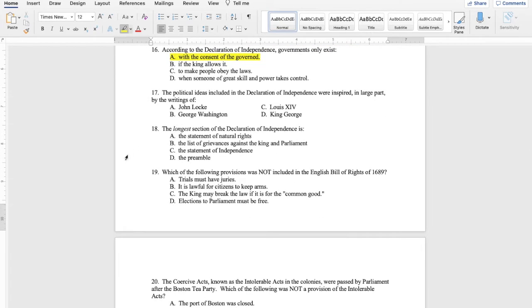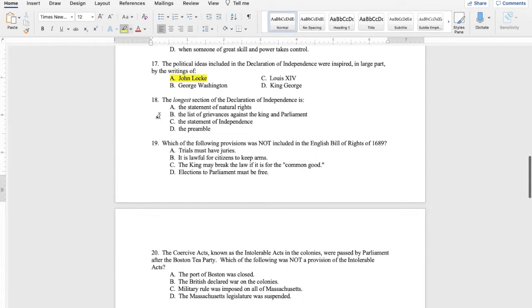Number 17, the political ideas included in the Declaration of Independence were inspired in large part by the writings of John Locke, of course, natural rights and how a government should be run. Number 18, the longest section of the Declaration of Independence was the list of grievances. That was by far the longest part.